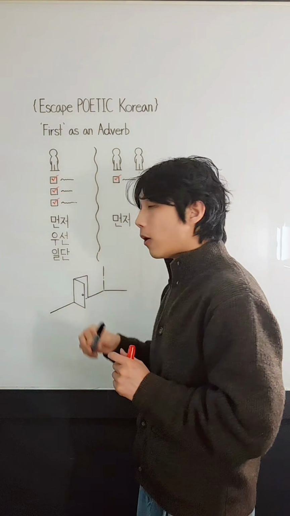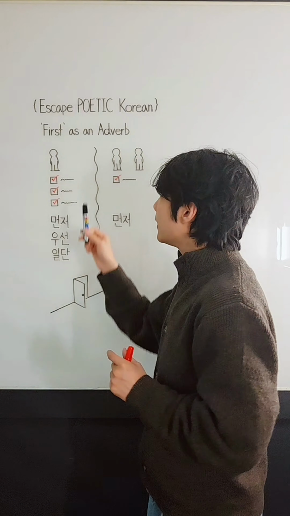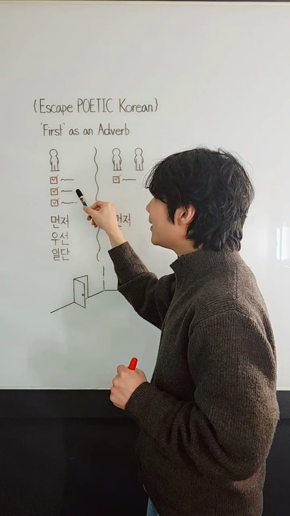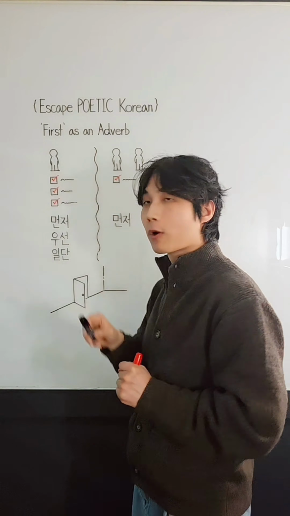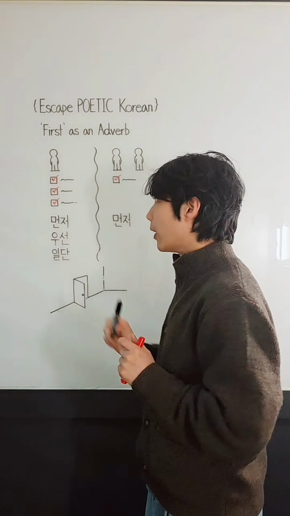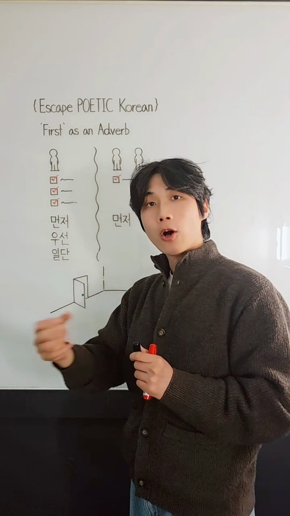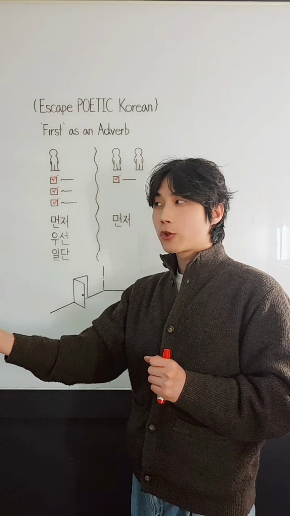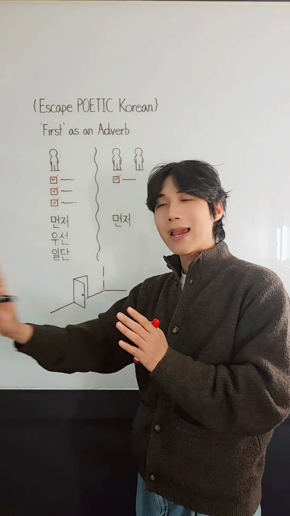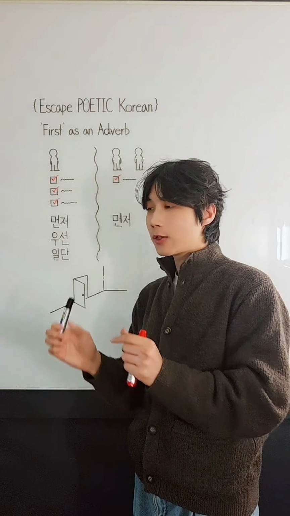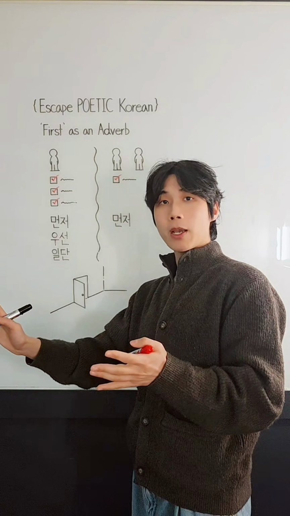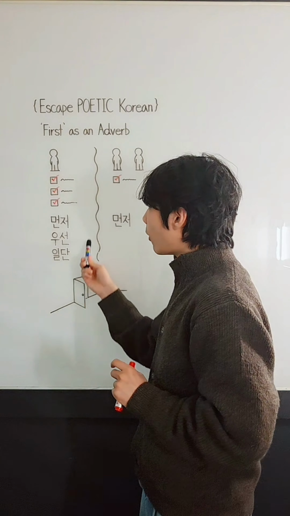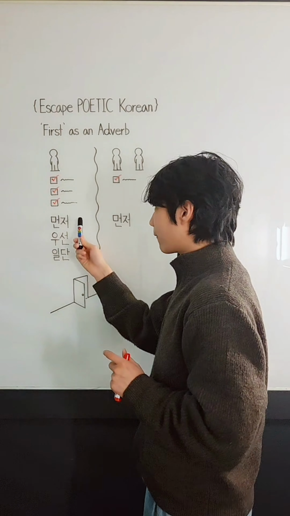So 일단 automatically conveys the nuance of the doer knowing what to do first, but not exactly knowing what step number 2, 3, or 4 looks like just yet. In other words, the speaker is giving off the nuance of saying, let's do this first. Now, there will be step number 2, 3, and 4, but I don't know exactly what the process will look like just yet. So let's just do this first and then think about it, and let's see how things pan out.